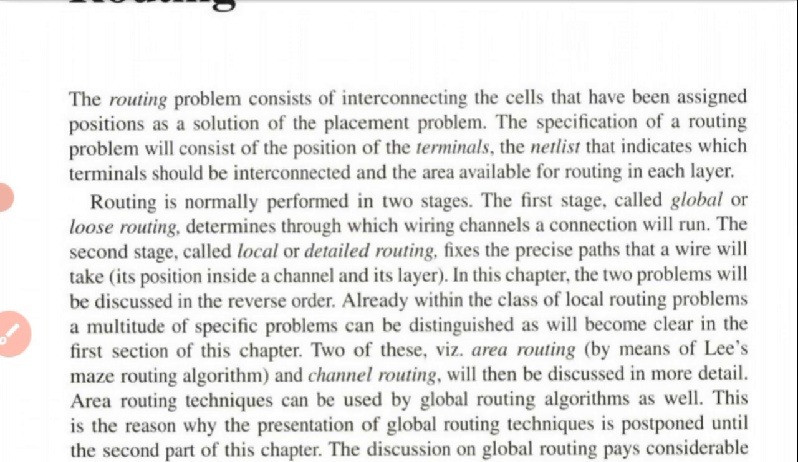Then the second stage we call local or detailed routing. It fixes the precise path that a wire will take. It is mainly used to fix the precise path. So in this we are going to discuss area routing, global routing, and channel routing. Today in this section we are going to discuss area routing as well as channel routing.